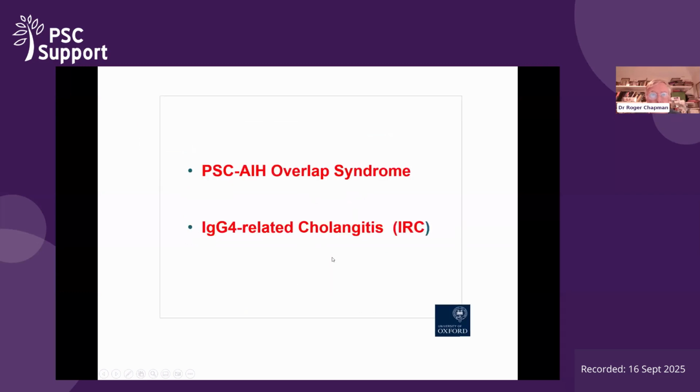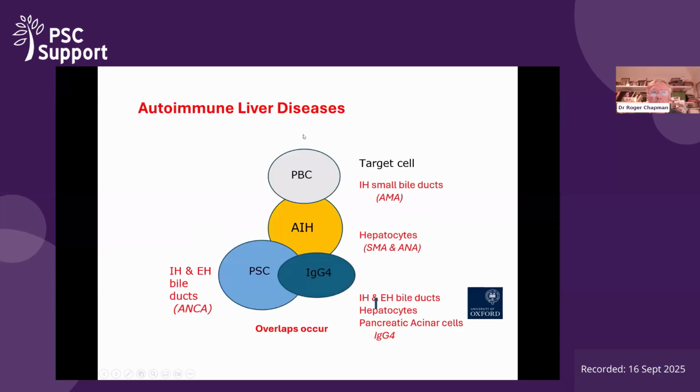Then on to the PSC overlap syndrome. As I alluded to already, there are four basically autoimmune liver diseases. There's primary biliary cholangitis, which had, I think, a major World Health Day last week, and autoimmune hepatitis, PSC, and IgG4 disease. Overlaps occur between autoimmune hepatitis and primary biliary cholangitis. However, PSC, you'll notice, never overlaps with PBC. They can be quite similar in terms of their presentation, the abnormal liver function tests, itching, fatigue, but they are quite separate diseases, and there's no overlap.